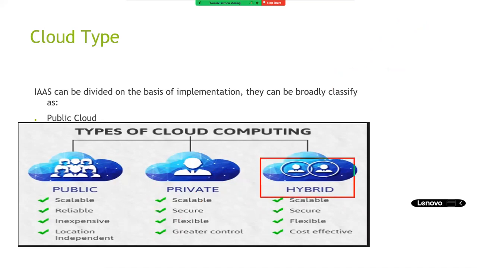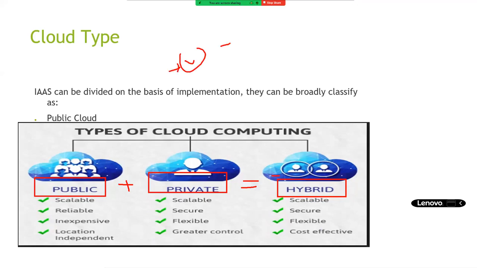Next, what is hybrid? Nowadays we are using the keyword hybrid frequently in the market. Hybrid working model means 2 days work from home, 3 days work from office. Hybrid cloud is a combination of public and private cloud.